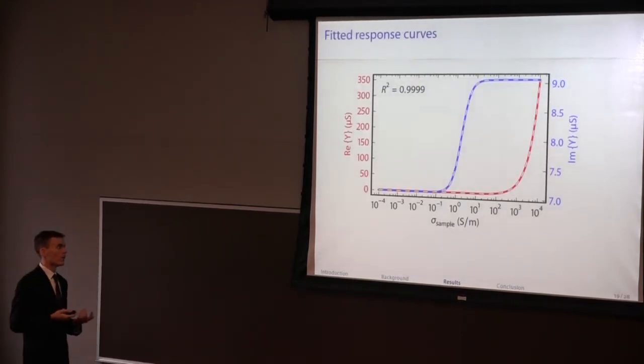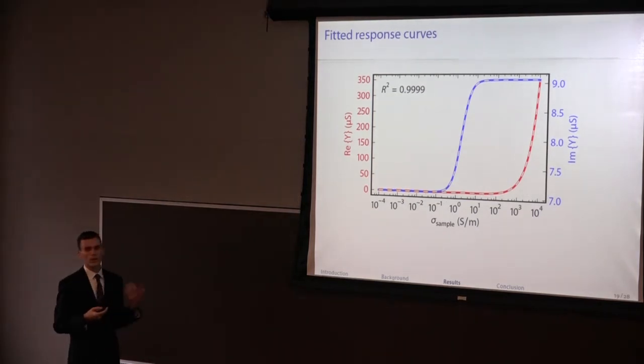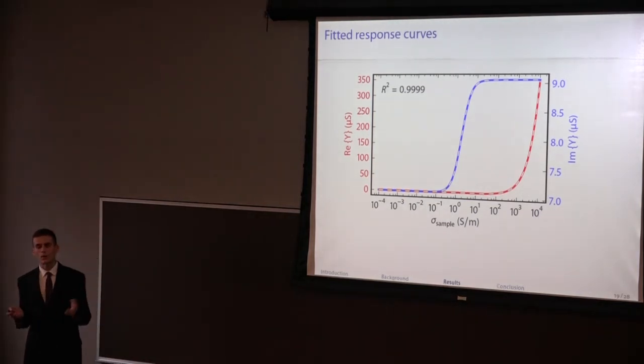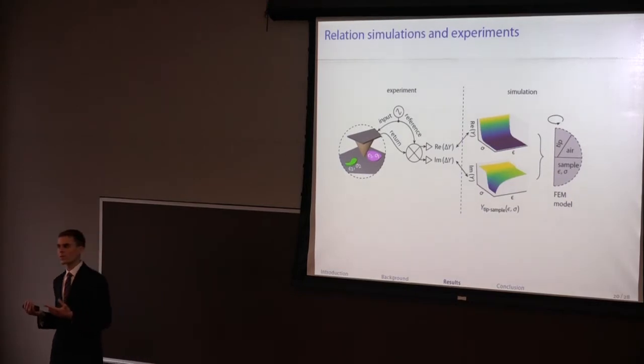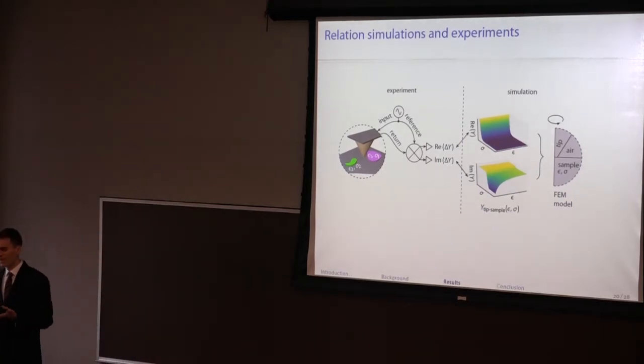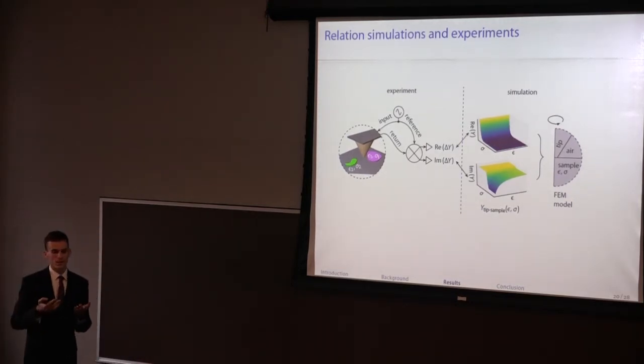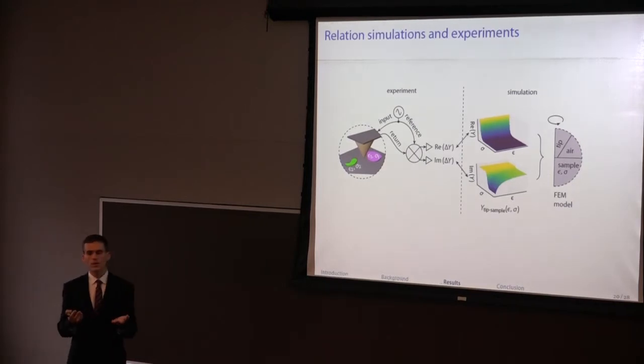So if we fit the response to that equivalent circuit, it fits quite well. It's a good model. Large nines there for R squared. So that provides us with some means of understanding just the basics of what's happening underneath the tip.